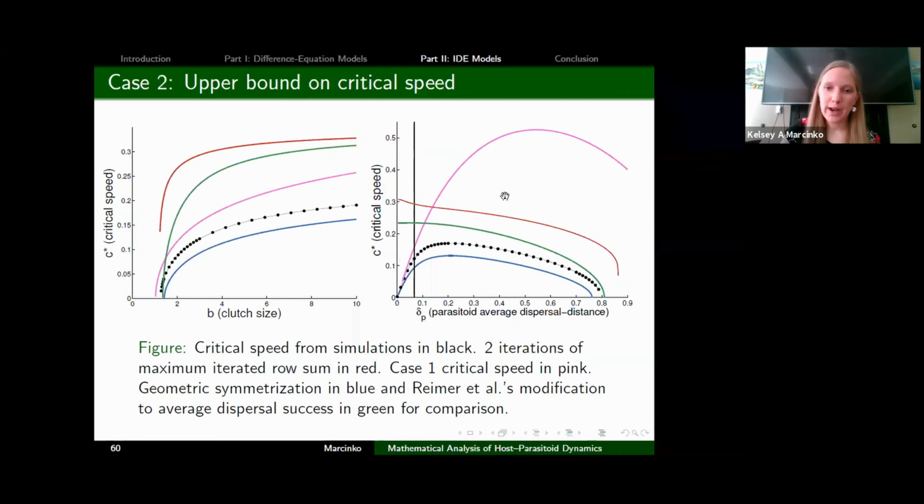But what I'm now going to reveal is that each of these cases that I've shown used a value of the parasitoid average dispersal distance that's right here. As we increase the parasitoid average dispersal distance, the case 1 estimate shoots up and becomes much less effective as an estimate of the critical speed. So while it may be useful for small values of parasitoid average dispersal distance, it's not a useful upper bound in other cases.